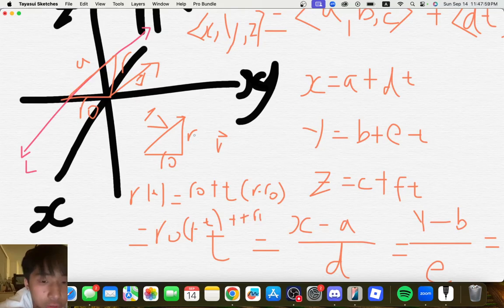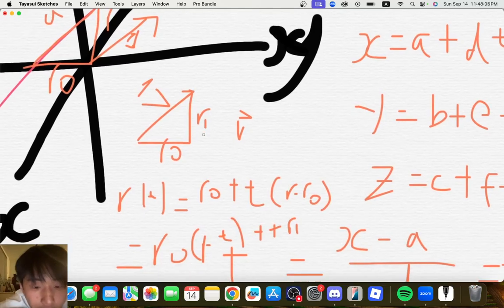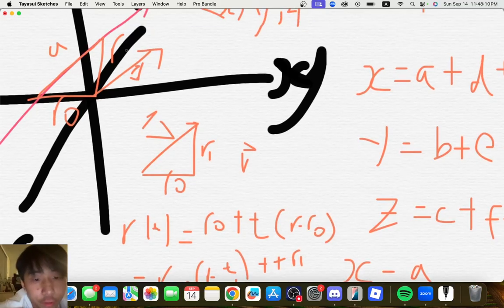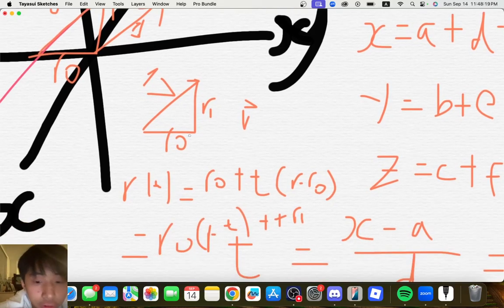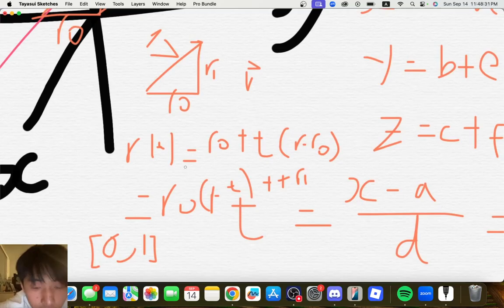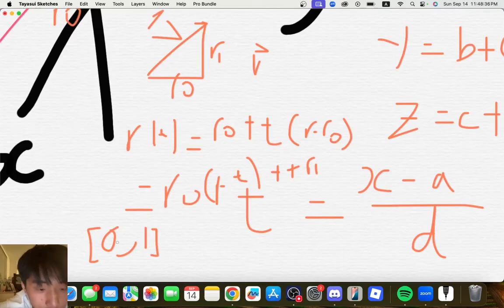where, like I said earlier, this is for a line segment, so this has to be r1, because we're having a line segment, so it can only be between r0 and r1. And the reason why this works only between 0 and 1, this equation only works between t equals 0 and 1, is because if you plug in 1 here, you just get r1, which is the end of the line segment, and if you put in 0, you just get r0.